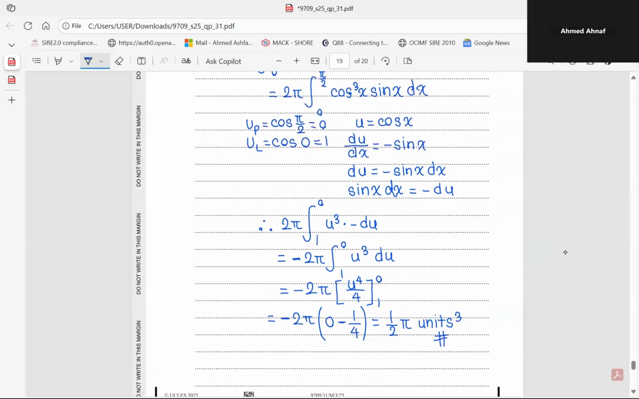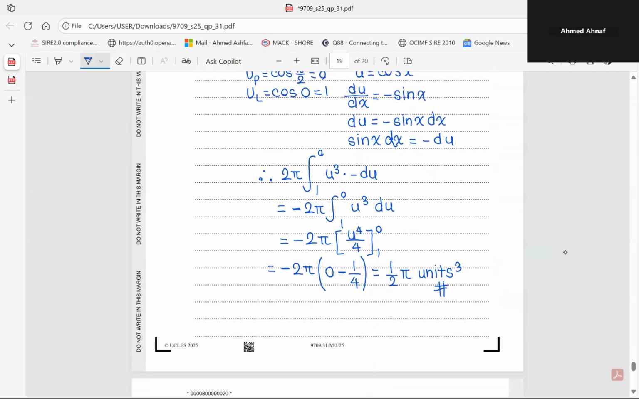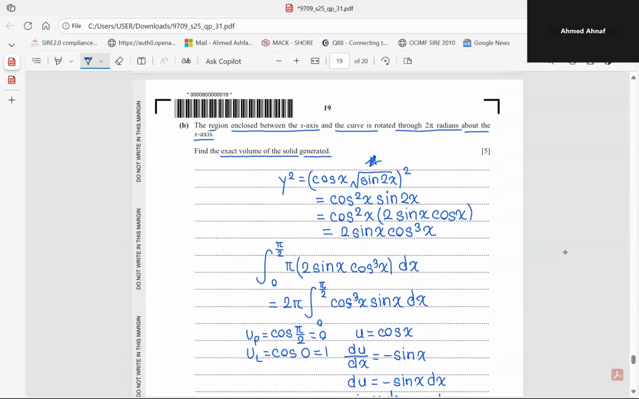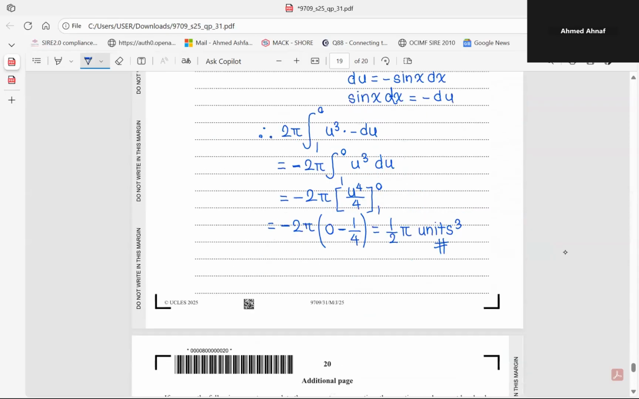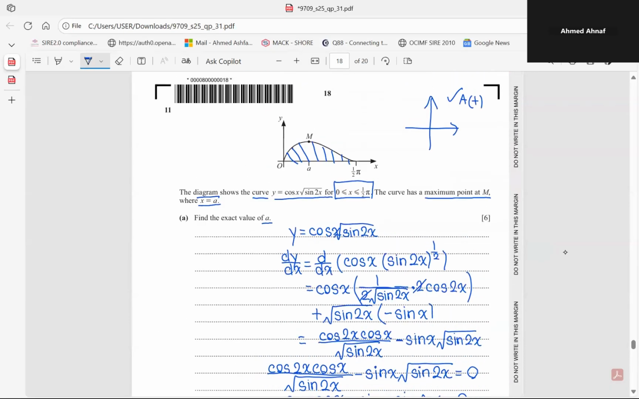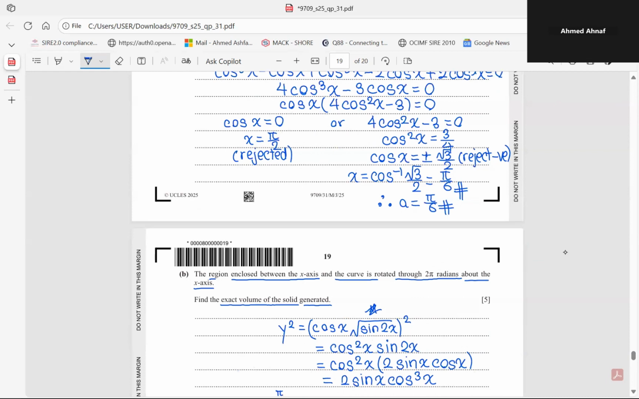And if you want to check whether your answer is correct, you can do so by writing this exact integral into your calculator and seeing whether you get this exact answer. Same for the question in 11 part A.